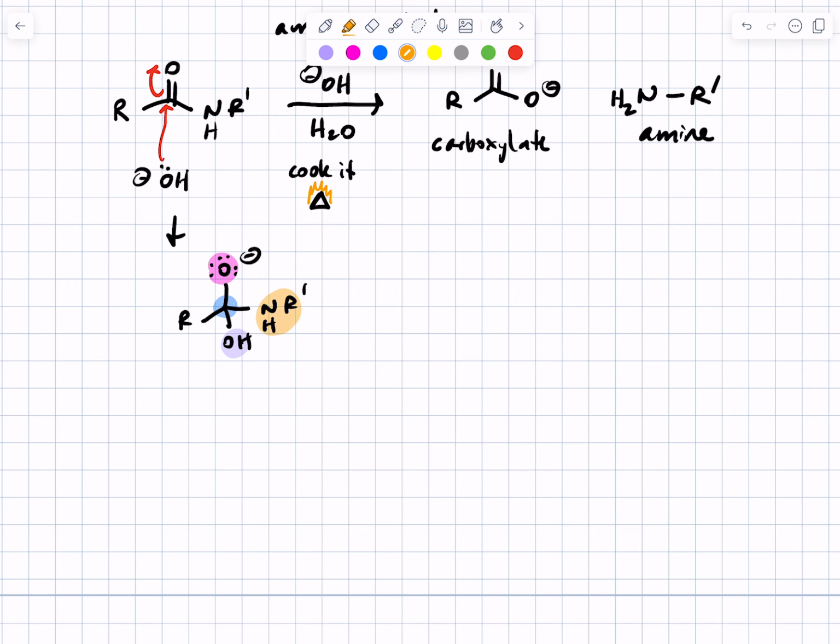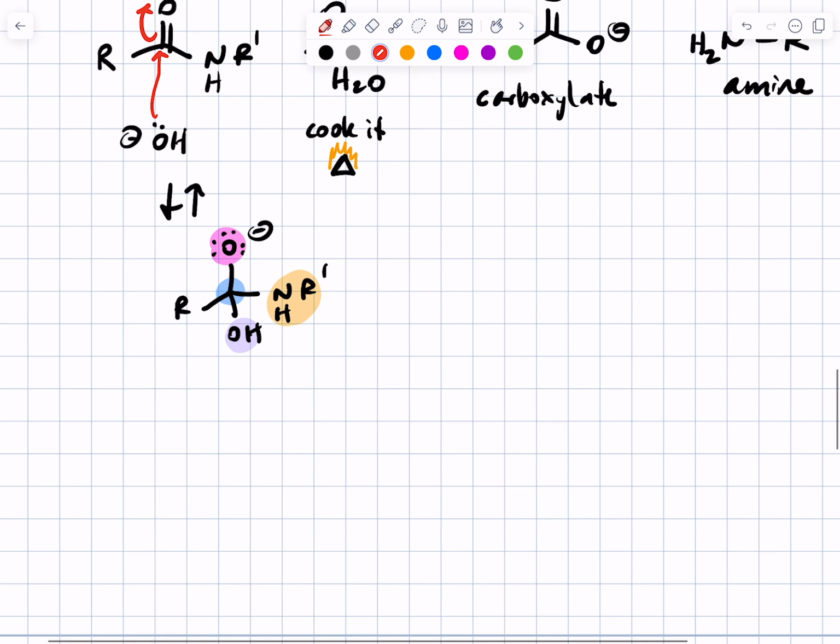If you looked at that tetrahedral intermediate and said, which is going to leave, OH minus or NHR minus? Based on pKa's, you would say OH minus, absolutely, right? Because OH minus is much less basic than NHR minus. You can figure that out from a pKa table. So you would expect this first step to go backwards most of the time.